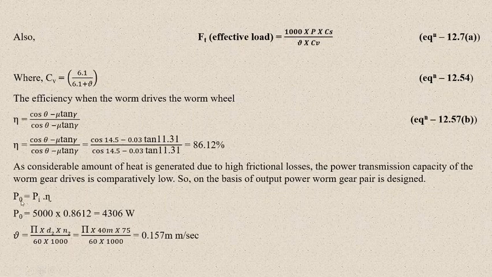So to find the output power, we need the value of efficiency. To find the value of efficiency, we need a formula which is given in the design data handbook. This theta is the pressure angle, mu is the coefficient of friction, and this gamma is the pitch angle. So after finding the output power, find the pitch line velocity. This is 0.157 m meter per second. Put all the values in this equation to find the value of effective load.